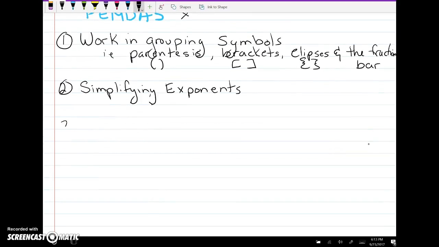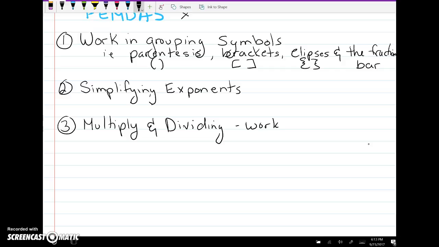Step 3 is going to be multiplying and dividing. This happens at the same time. And we work from left to right, like we read. From left to right.